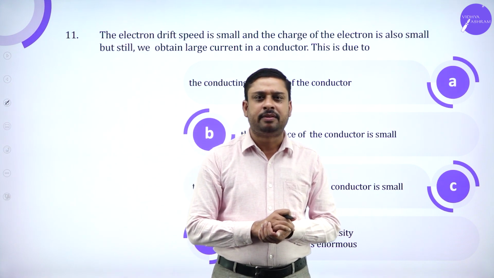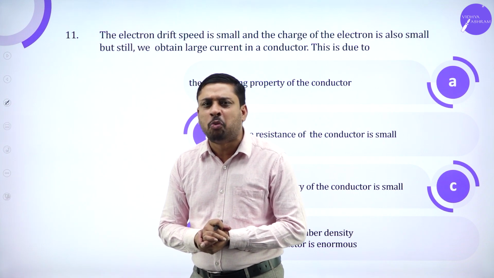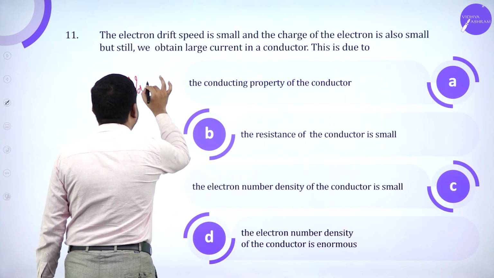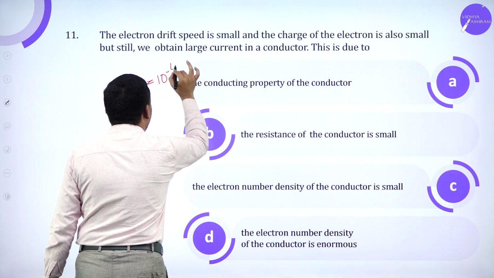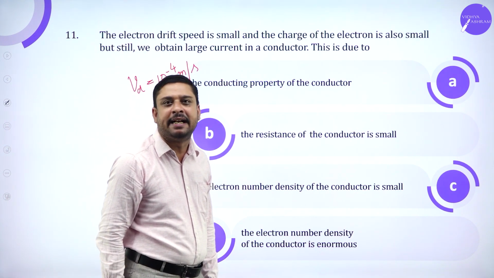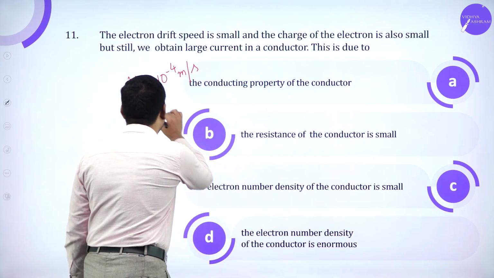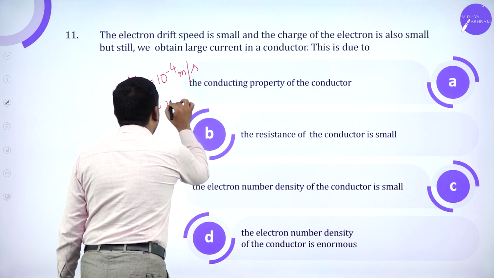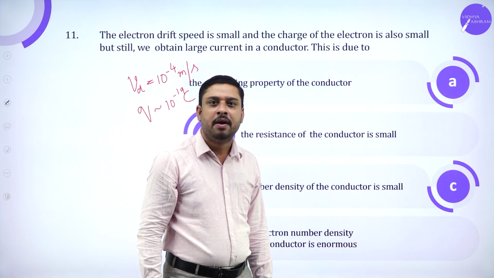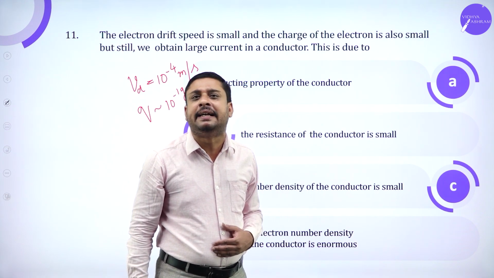What they are saying is that the drift velocity of electrons is very small. If you have studied, drift velocity is in the order of 10 power minus 4 meter per second. Charge of the electron is still small. Q is in the order of 10 power minus 19 coulomb. But still we can get large current in a conductor. Why?